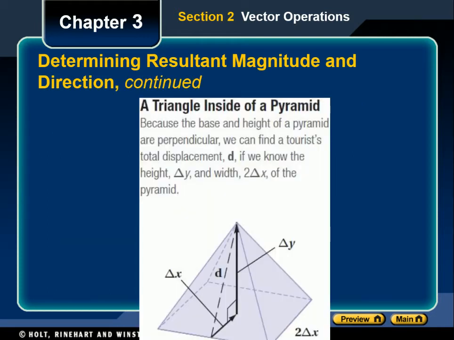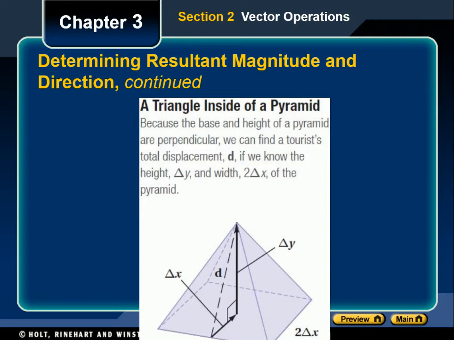Use the Pythagorean theorem to find the magnitude of a resultant. Imagine a tourist climbing a pyramid in Egypt. The tourist knows the height and width of the pyramid and would like to know the distance covered in a climb from the bottom to the top of the pyramid. Assume that the tourist climbs directly up the middle of one face.